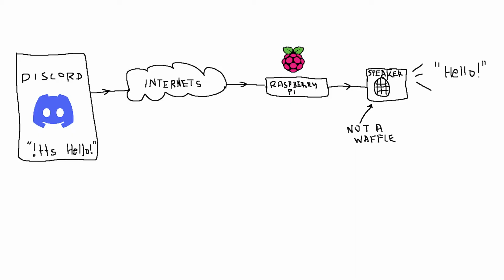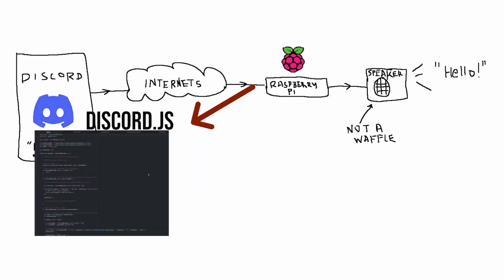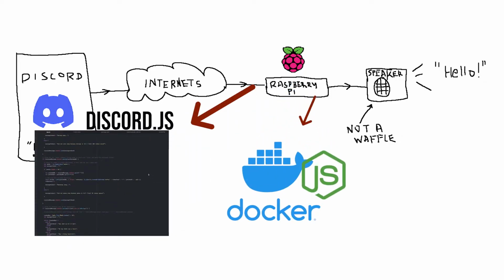Now I'm going to show you how it works. I'm going to be using this beautiful diagram to explain how it all works. Here's how you get audio to a speaker from text in a Discord channel. I use the Discord.js module on a Node.js Docker container running on a Raspberry Pi.